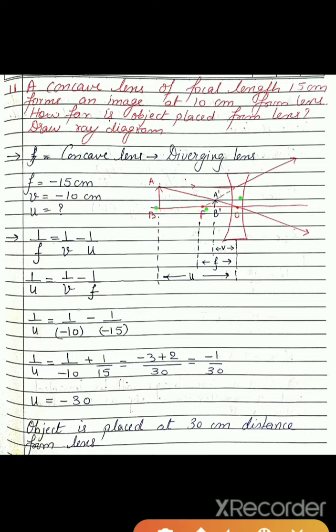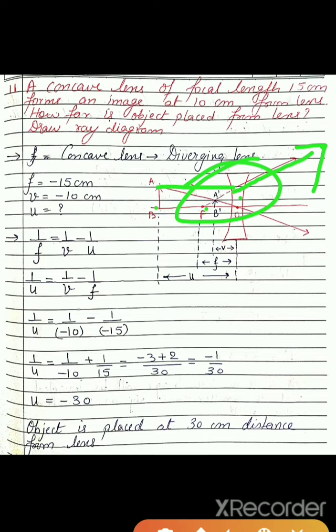Now I need to draw the ray diagram. So for that I will be drawing two rays. So one ray I am drawing which is parallel to the principal axis. This ray will get diverged. But I know I have to elongate it in the backward direction, and then it will be passing through focus. So here you can see that this ray has been elongated in the backward direction and it intersects the principal axis at focus.